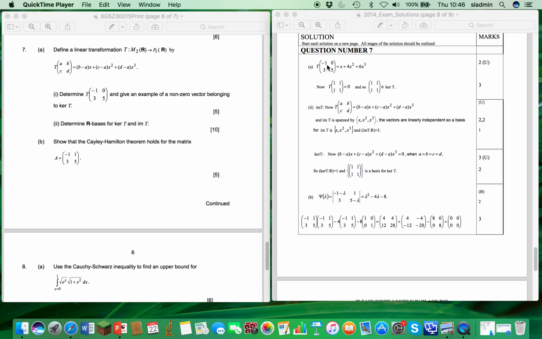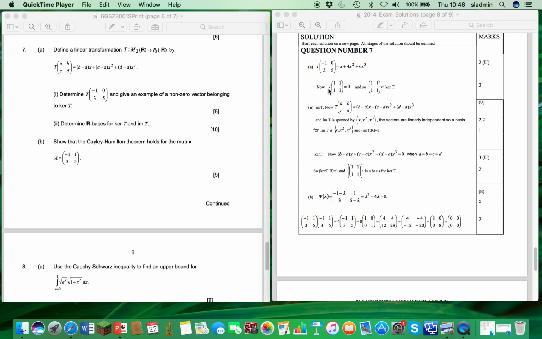We can see that a is -1, b is 0, c is 3, and d is 5. So we simply substitute for a, b, c, and d, and that gives us this cubic polynomial. Now we want to find a non-zero vector which is in the kernel. So we need to find an a, b, c, and d which gives us the zero polynomial.